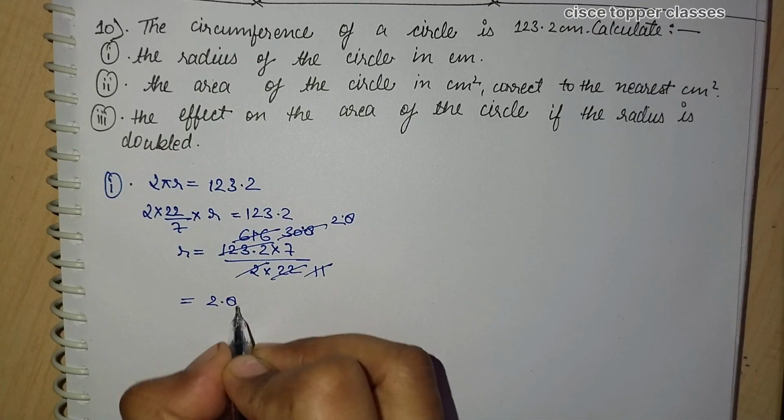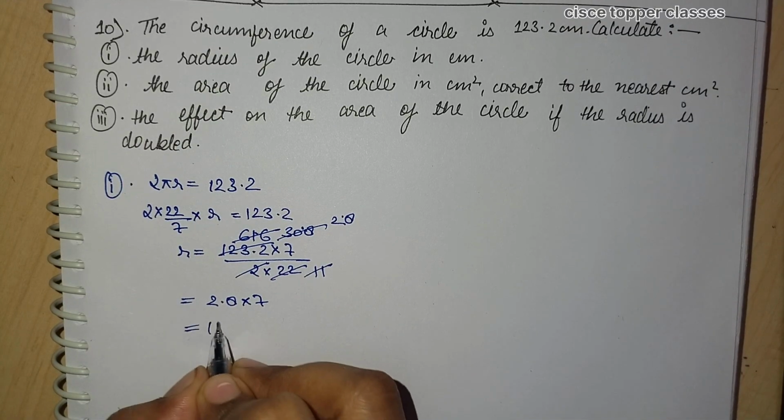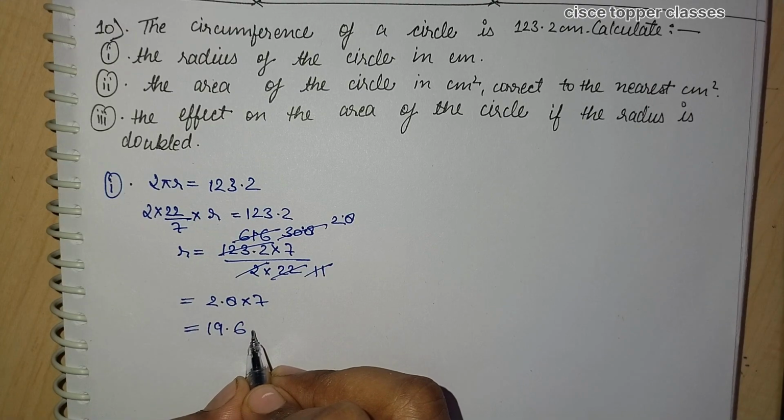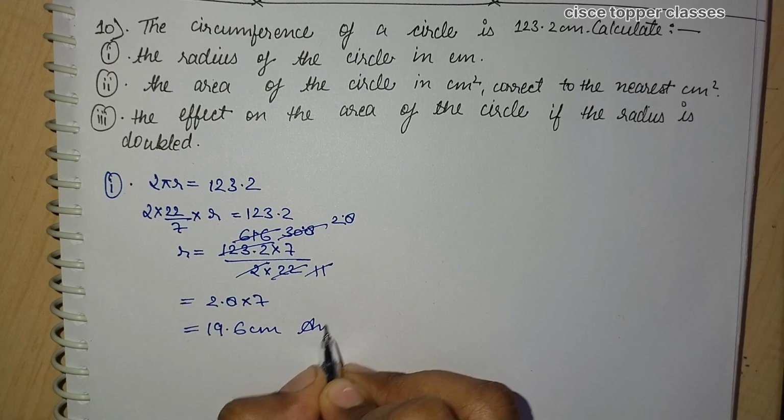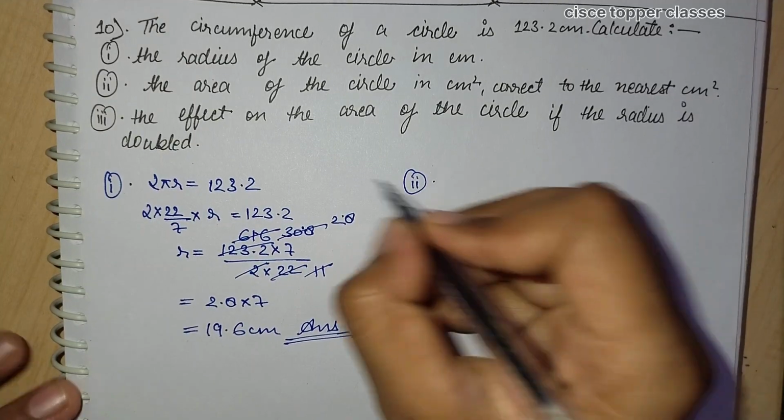So it will be 2.8 into 7 here. So the final answer on calculating this will be 19.6 centimeter. So this is the radius in the first part. So this is the solution of the first part.